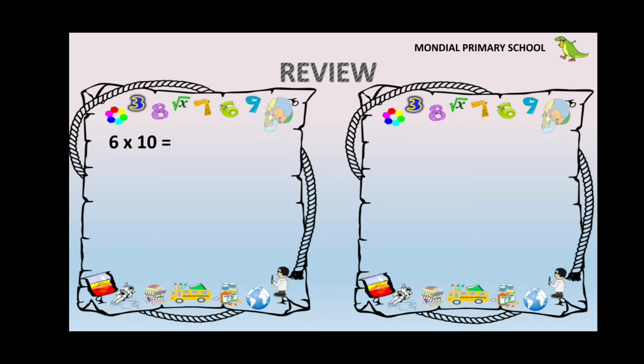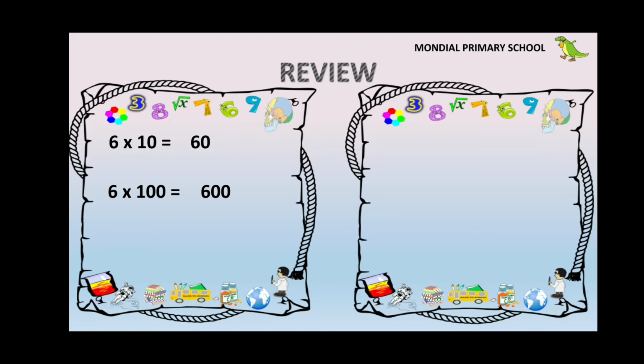What is 6 times 10? It is 60. Fantastic. The digit remains the same, but a zero is appended at the end. How about 6 times 100? It is 600. Great. The digit remains the same, but 2 zeros are appended at the end.